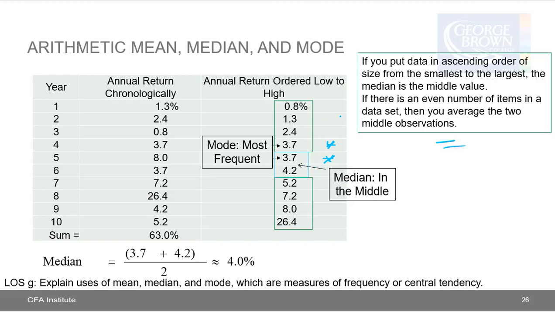So you can see I did a green box here. You've got 4 observations that are lower and 4 observations that are higher than these two amounts in the middle. So therefore, because there's an even number of observations, I'm going to take the two middle amounts, add them together and divide by 2, so I get a median return of approximately 4%.